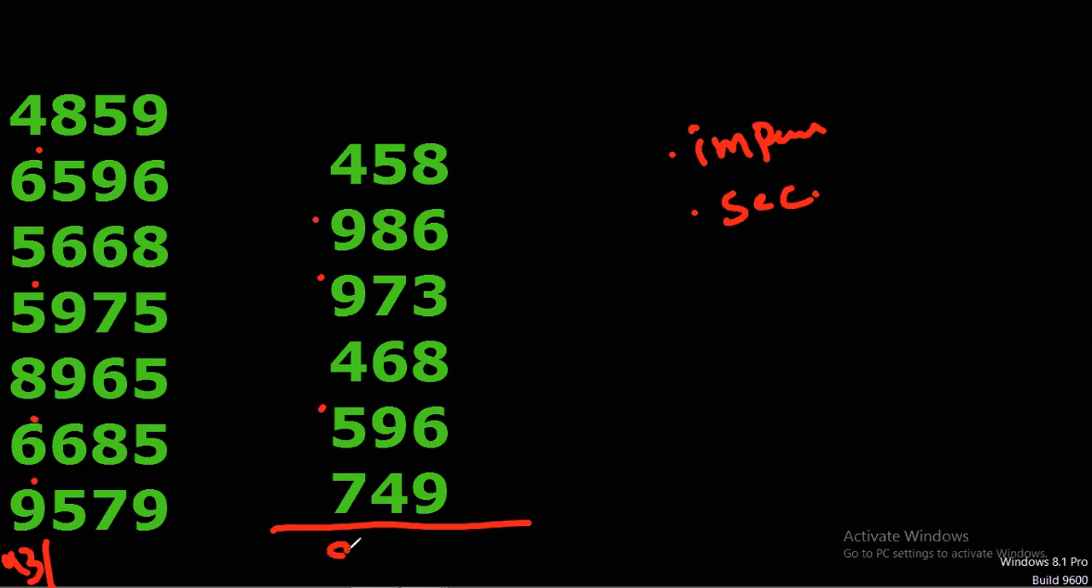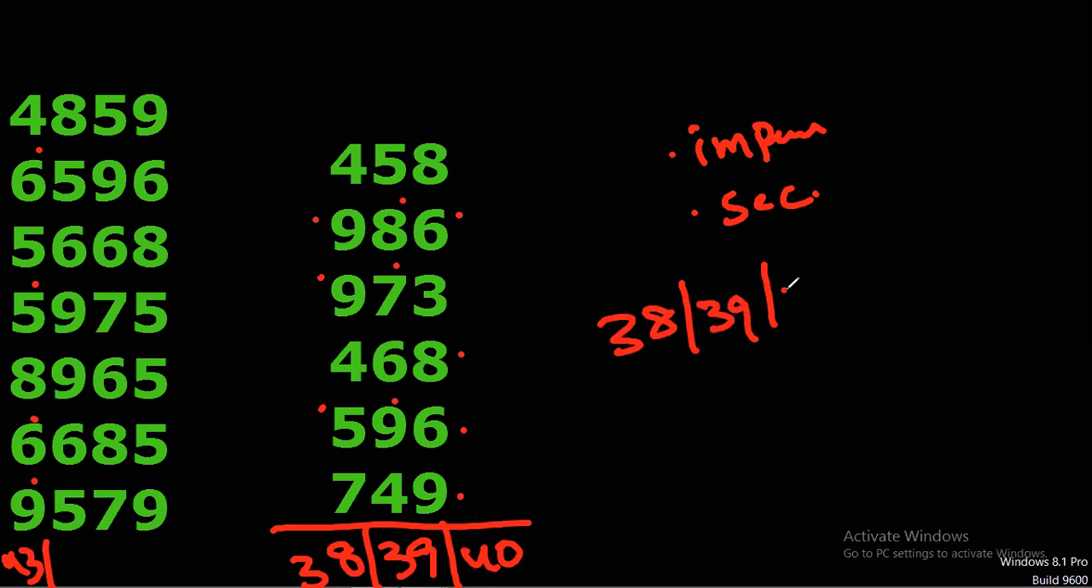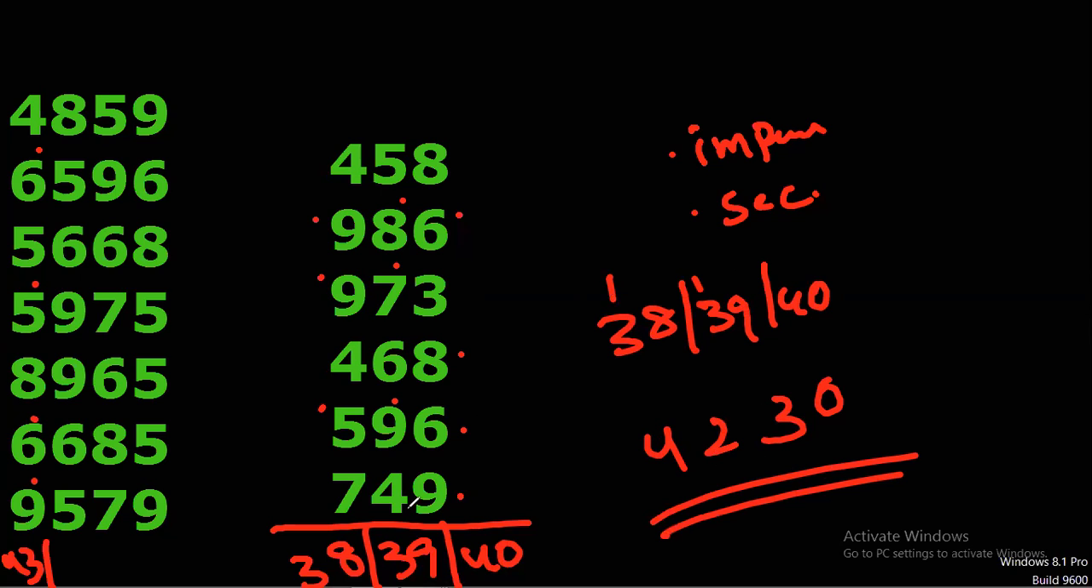So 3, 2, 1, 8. So 38 is the first part. 3, 0, 5, 9. 39 is the second part. 4, 5, 1, 0. 40 is the third part. So the answer is 38 bar 39 bar 40. So 0, 3 and 12, 4, 2, 3, 0 is the answer.